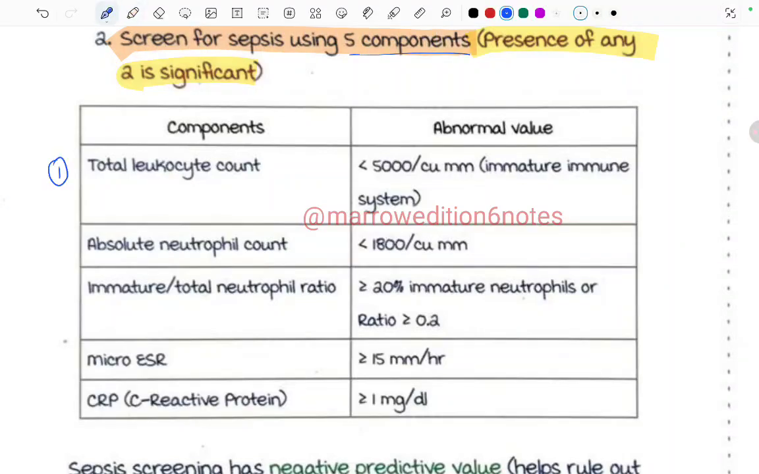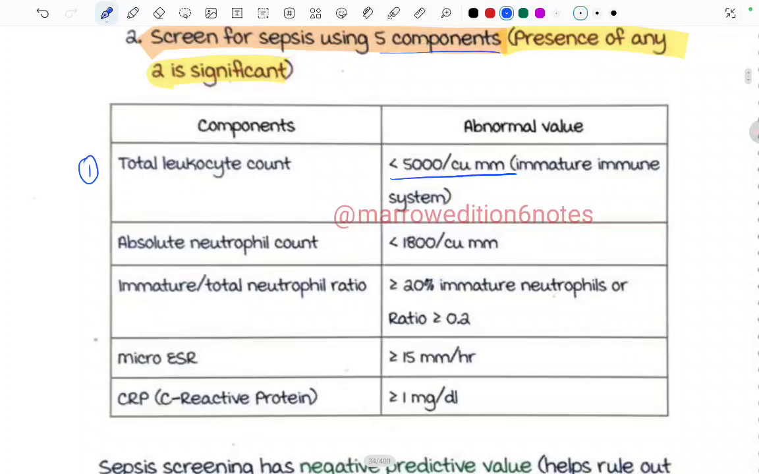First one is the total leukocyte count. If less than 5,000 per mm cube, that means immature immune system. This one is the abnormal value of it. Okay, absolute neutrophil count of less than 1800, immature to total neutrophil ratio of more than 20% immature neutrophils, or ratio of more than 0.2, micro ESR more than 15 mm per hour, and CRP more than 1 mg per dl.